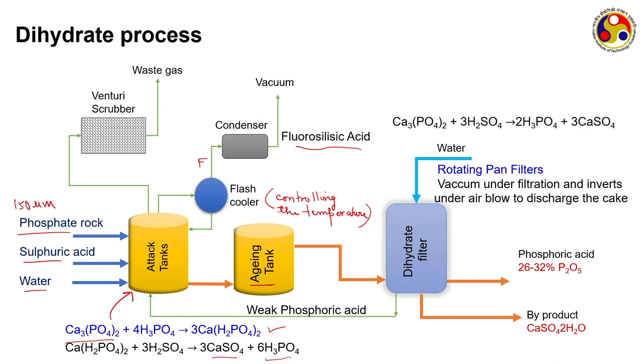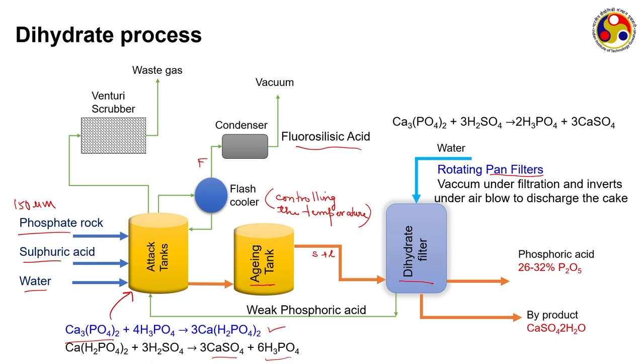This should be clear. Here the flash cooler controls the temperature, while here you are recycling a part of the product. Then this is a major process, the filter. In this part you have both solid and liquid coming here. Because nucleation is complete and crystals are formed, you send it to filtration. So what is filtration? You take the help of rotating pan filters.